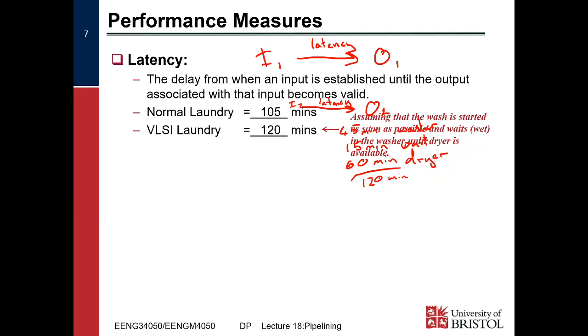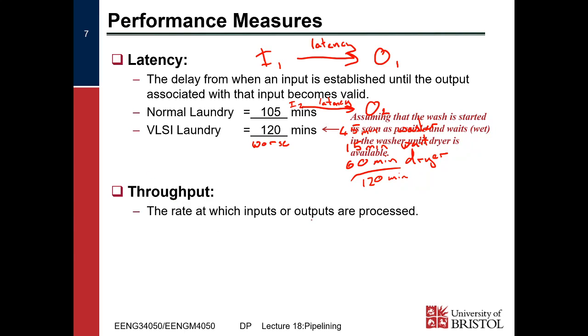Right? So that just says, assuming that you start drying your wet laundry the moment that the dryer unit is available, here we're worse off. The time between putting one item in and getting it out is worse. So if we're only doing one item, do it the normal way.